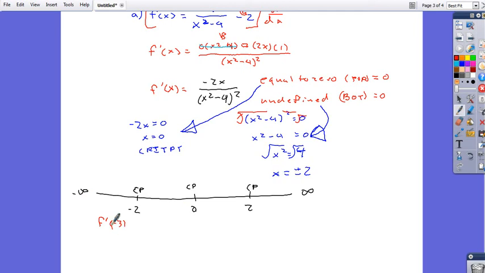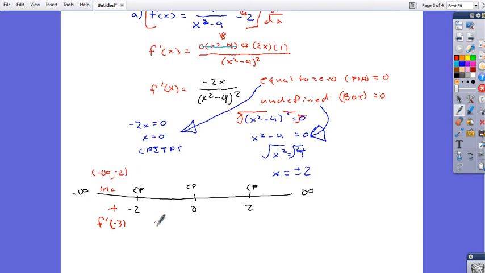Now know this, guys. When you're plugging into the derivative, the bottom is squared, so that's always going to be positive, never negative. So we're essentially just plugging into the top. Plugging into the top, 2 negatives give me a positive. So this is going to be increasing on the interval negative infinity to negative 2.